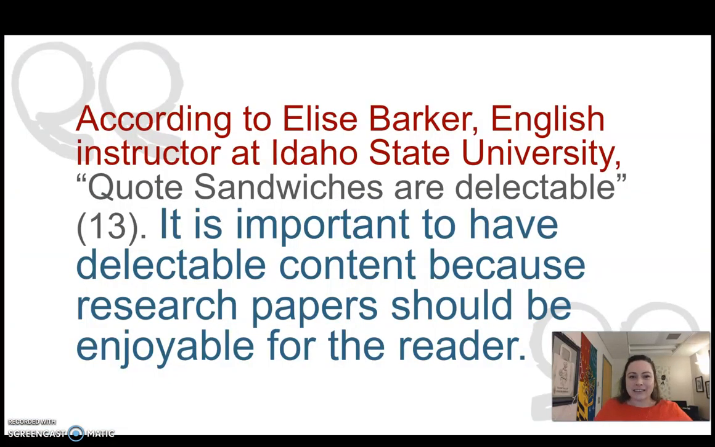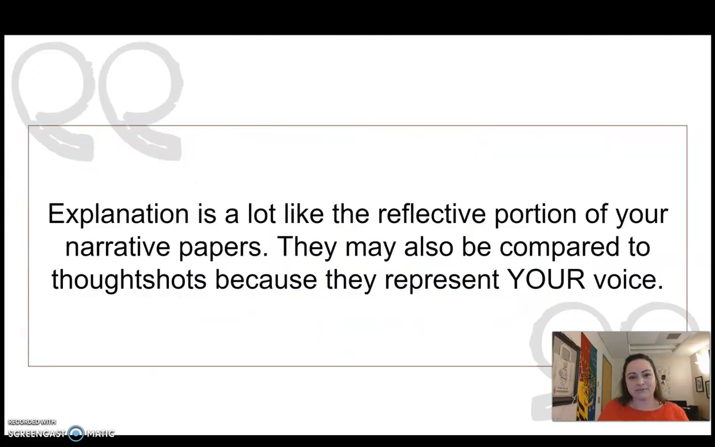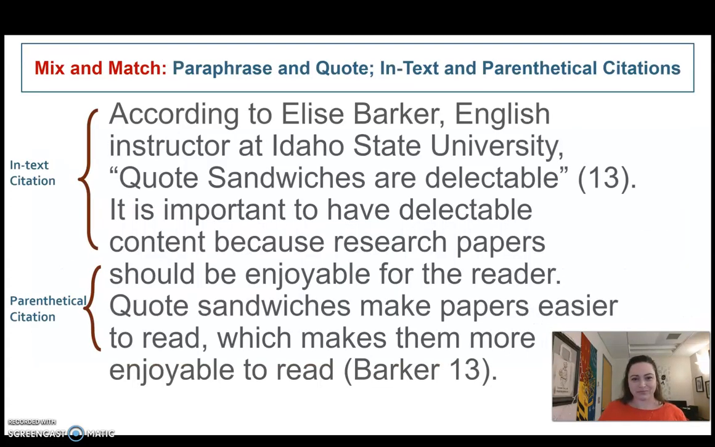If you look at it as we've built it into a full sentence, you can see each piece in those different colors. Something to keep in mind is that explanation is a lot like the reflective portion of your narrative papers. They may also be compared to thought shots because they represent your voice. They also may be related to telling rather than showing.